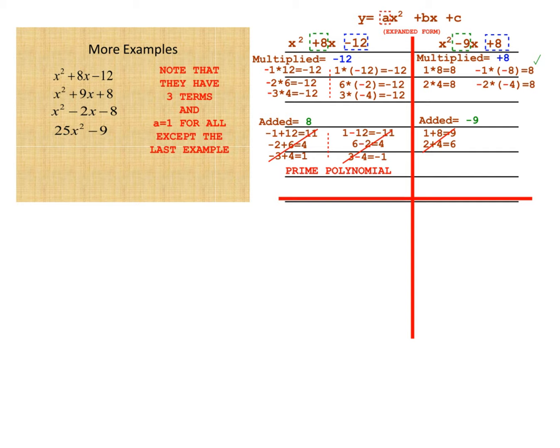Negative 2 times negative 4 will give us also positive 8, since they're both negatives now. But let's try adding, or subtracting in this case. Negative 1 minus 8, well, they're both negative, so the quantity gives us 9. And since they're both negative, it's negative 9. So that works actually for both cases, the multiplication and the addition.